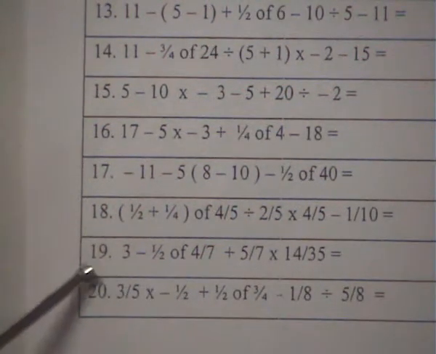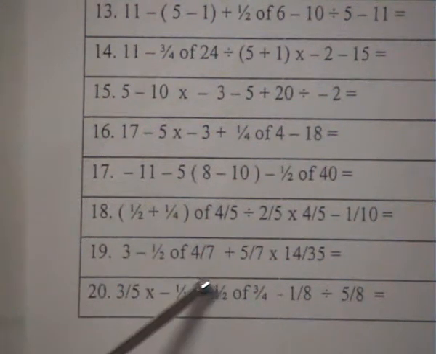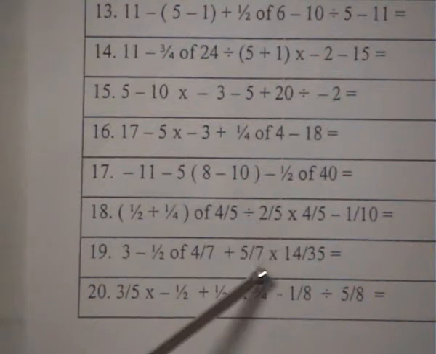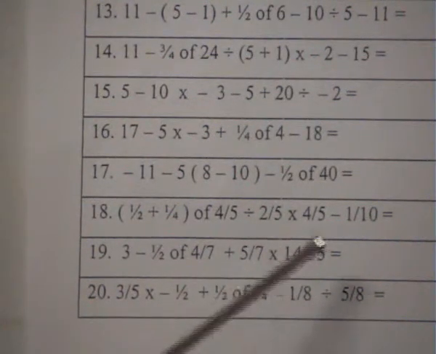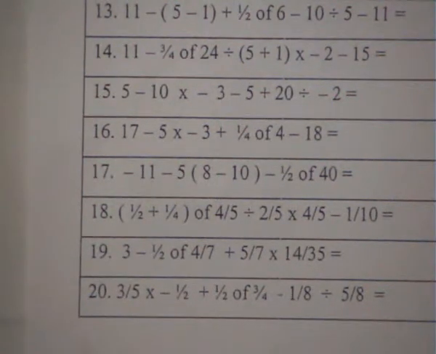Number 19, 3 minus half of 4/7 plus 5/7 times 14/35. And finally number 20, 3/5 times minus half plus half of 3/4 minus 1/8 divided by 5/8.